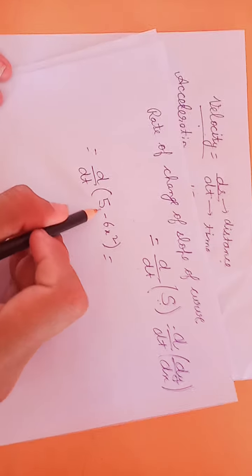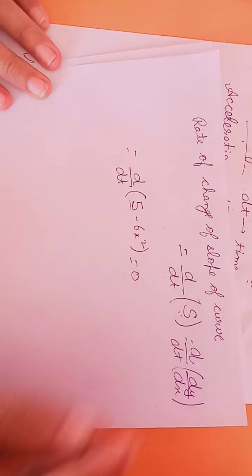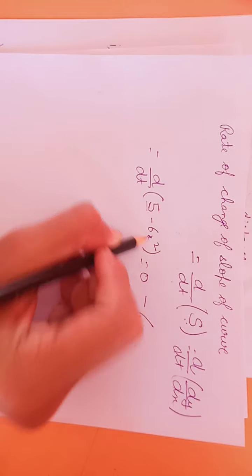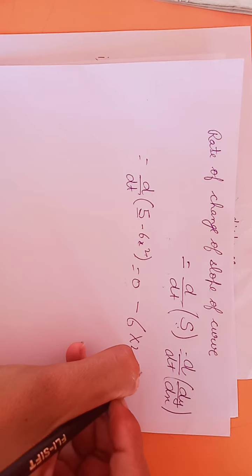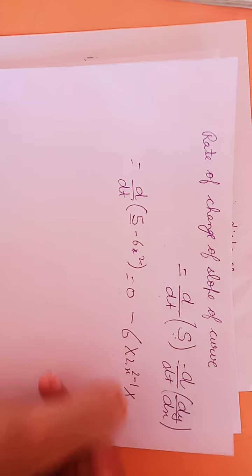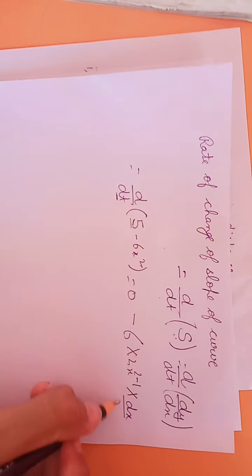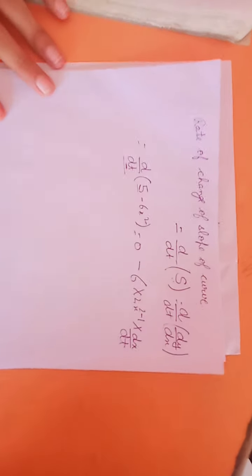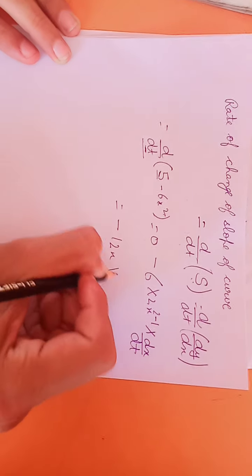Now in this, 5 is a constant, and the differentiation of a constant is always 0. So 0 minus 6, the power of x is 2, it will come in front, and the power of x decreases by 1, into the differentiation of x with respect to time, because the slope is changing with respect to time, and we have to differentiate x with respect to time. Understood till here? So what we will get here is minus 12x into dx by dt.